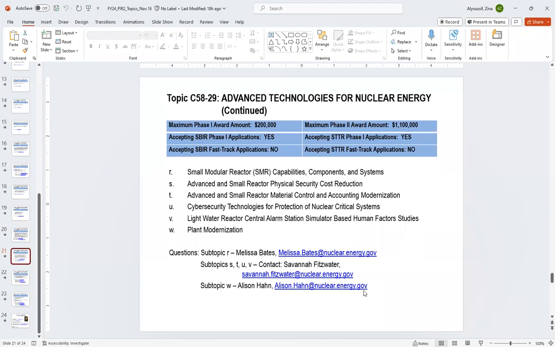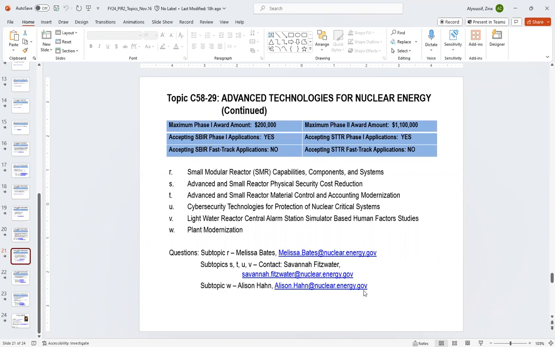However, I do want to flag applications not of interest include just general cybersecurity solutions for information technology, INC components and systems, or wireless architecture, and anything not specific to the nuclear power sector. So please make sure when those proposals are developed that it's very specific to the nuclear power sector.